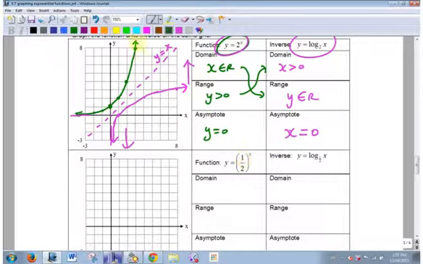And this guy, that was the same as this, only the other way around. So -3 was 8, -2 was 4, -1 was 2. Anything to the 0 power is 1. 1 is a half, a quarter, an eighth, so on and so on. It's closer and closer, never touches. Domain, range, asymptote.